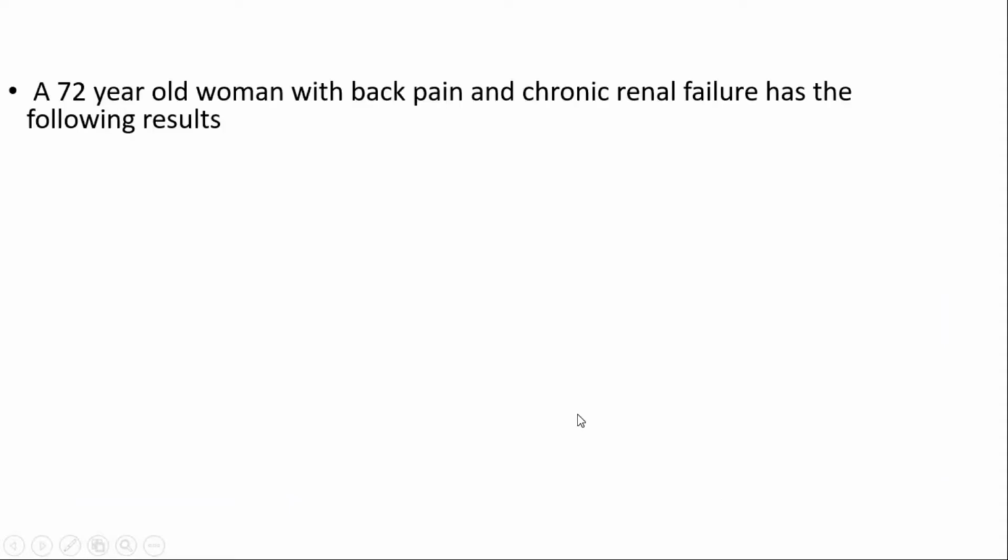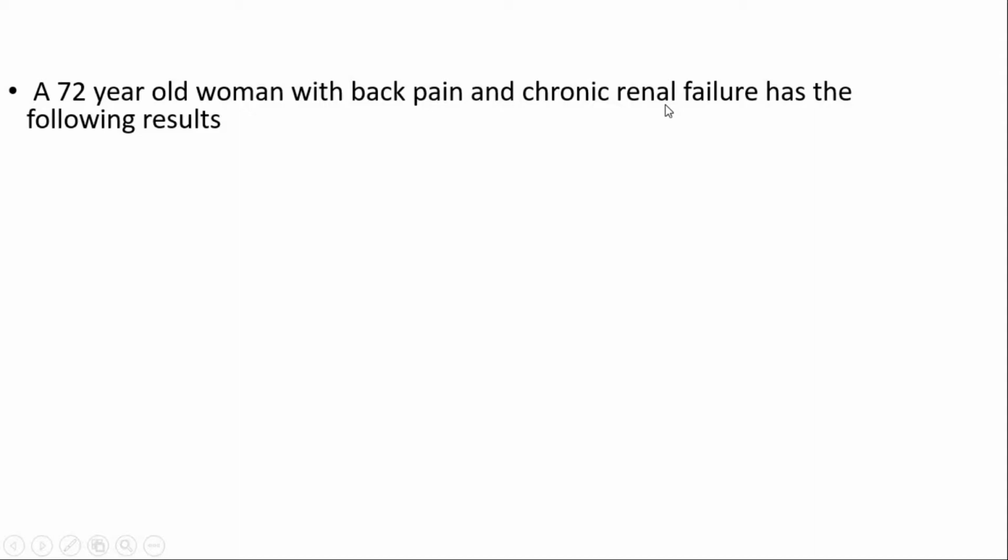Okay, so let's solve a few questions now. A 72-year-old woman. Now these parts you have to overlook. Sometimes there are a few demographics and a few sentences that are usually offset, so you should look for the key points. Back pain, chronic renal failure.